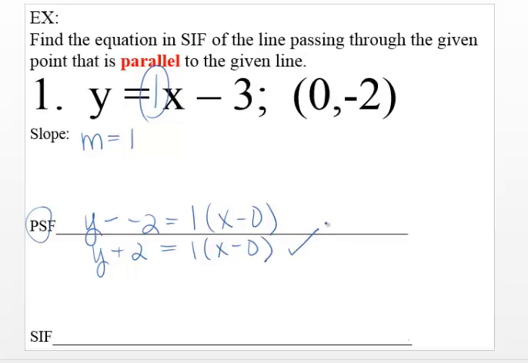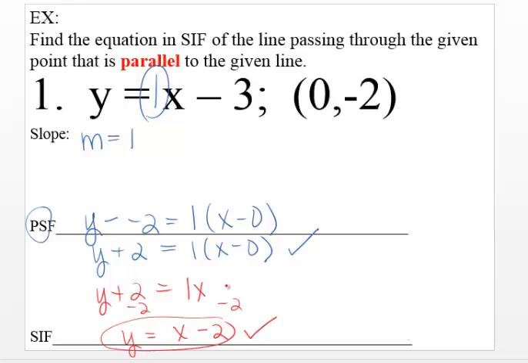This is point-slope form. In order to put it into slope-intercept form, we have done that distributing before, so we'll do that again. This is y plus 2 equals 1x, 1 times 0 is 0. And then I'll subtract 2 from both sides, so I simply get the answer y equals x minus 2. This is the equation of the line in slope-intercept form. So I have two answers here, one in point-slope form, one in slope-intercept form. As you can see, they are parallel because they have the same slopes.